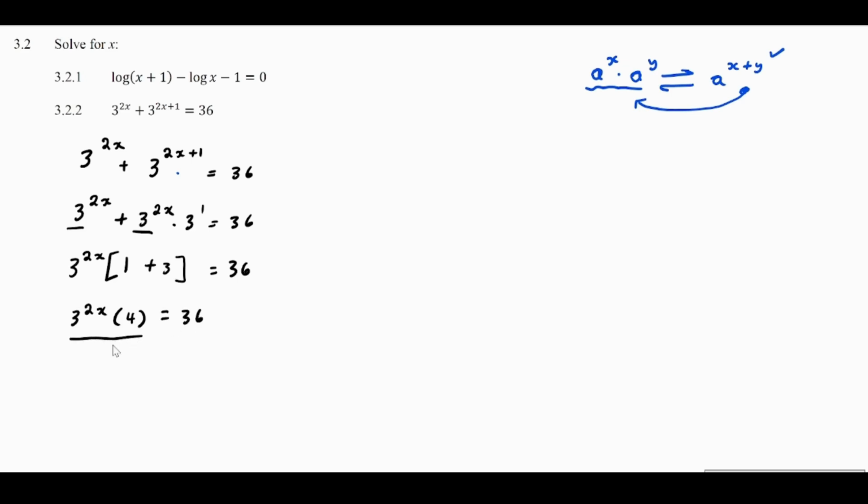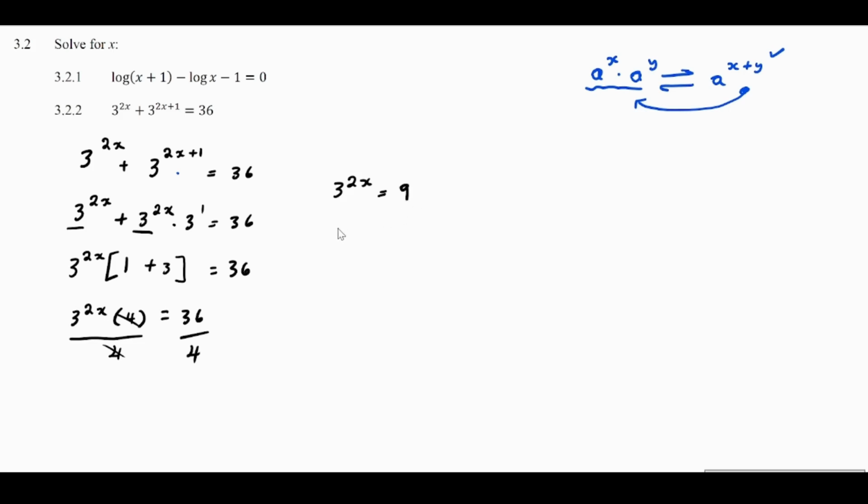You divide both sides by 4. Also this side you divide by 4. 4 and 4, they divide. I'm left with 3 to the exponent of 2x. And then just use your calculator. 36 divided by 4, it's going to give us 9.